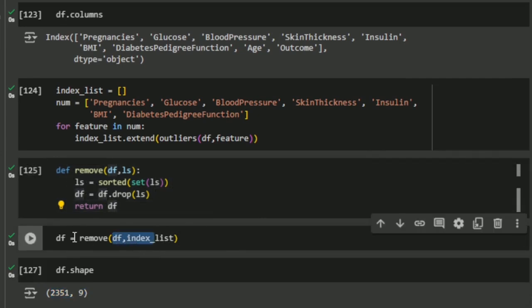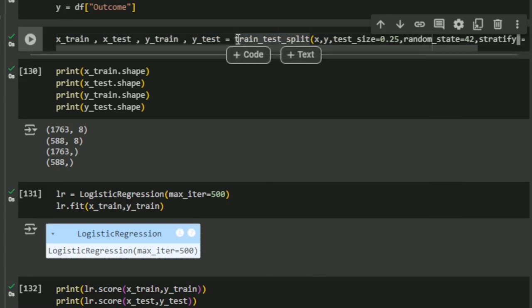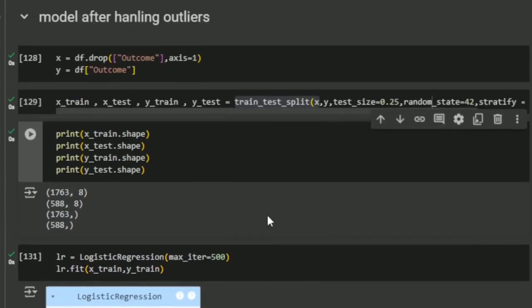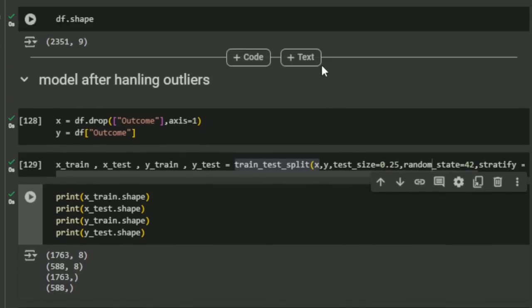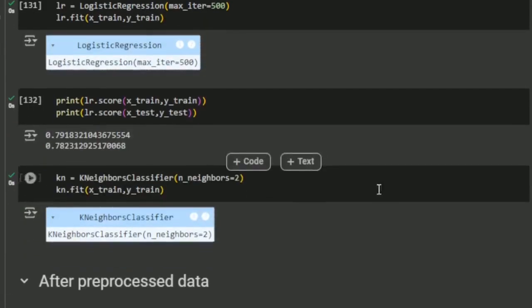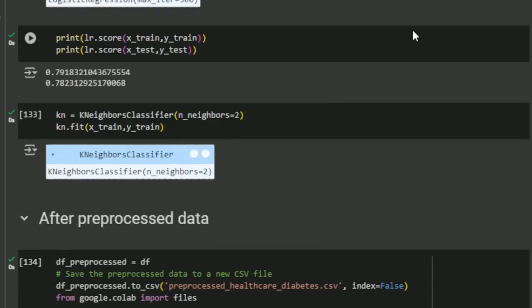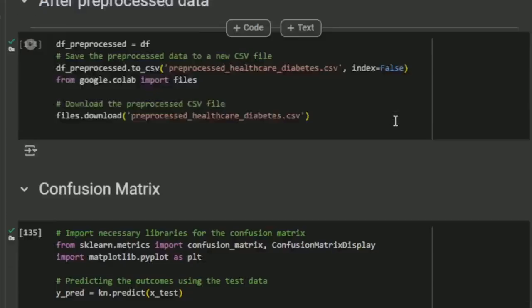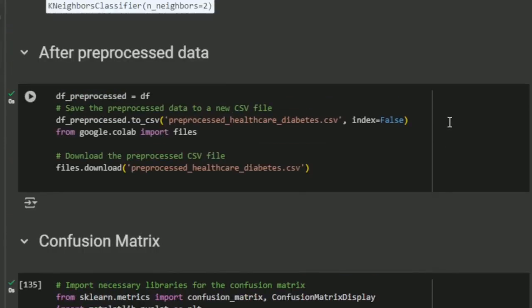Finally, before training our model, we split the data into training and test sets. This is a crucial step for evaluating how well our model generalizes to new data. We used a 75 to 25 split, meaning 75% of the data was used for training and 25% was used for testing. By doing this, we ensured that the model isn't just memorizing the training data, but is also able to perform well on unseen data. This concludes the pre-processing phase. We ensured that our data is clean, scaled, and ready to be used in our machine learning model.